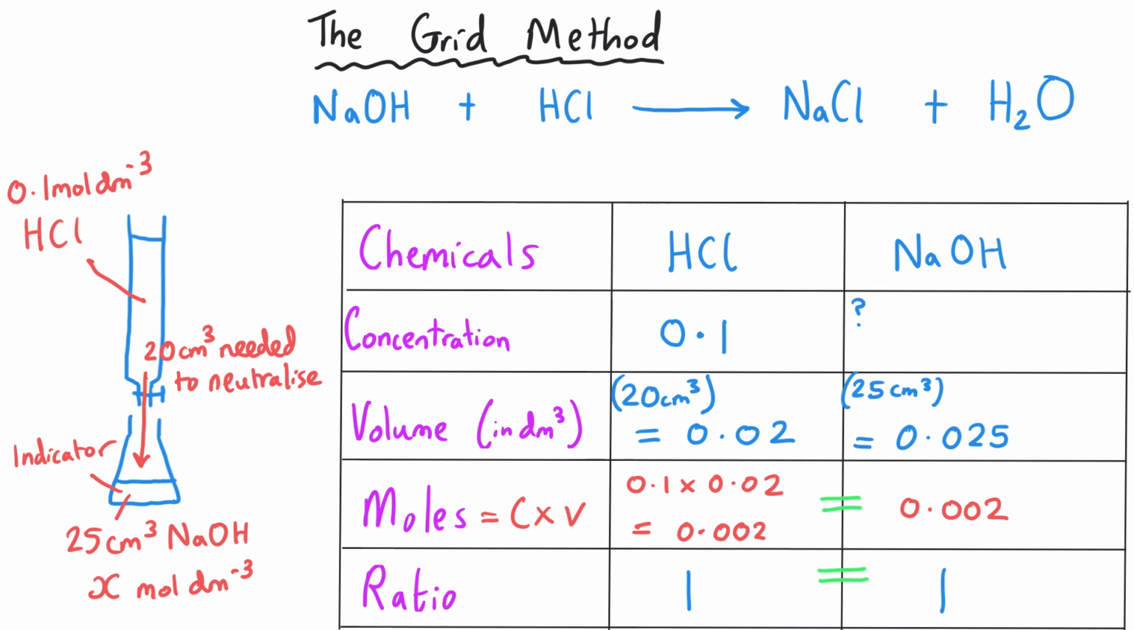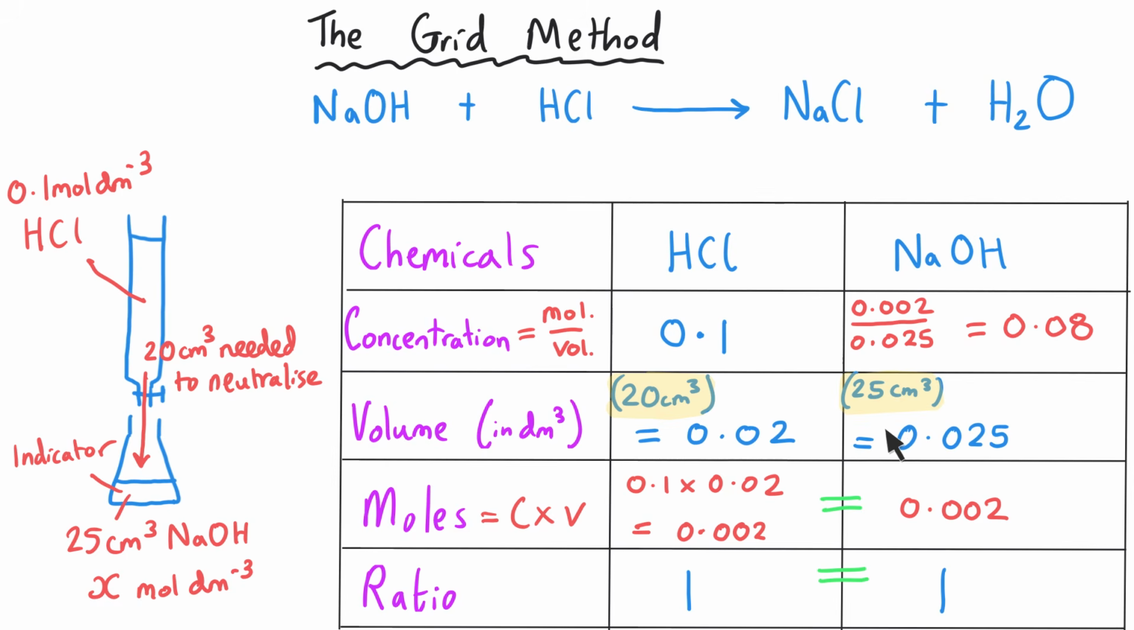Then our final gap and our ultimate goal is to work out the concentration of sodium hydroxide. Since concentration is moles divided by volume, we're going to do 0.002 divided by 0.025, which is going to give us 0.08 moles per cubic decimetre as our final answer. We can always do ourselves a little reasonableness check. If we take a look at these 2 volumes, they are 20 and 25.